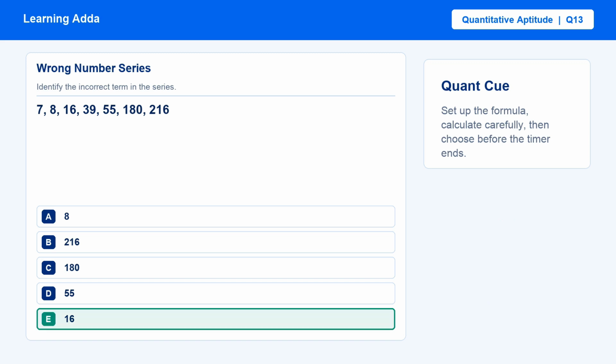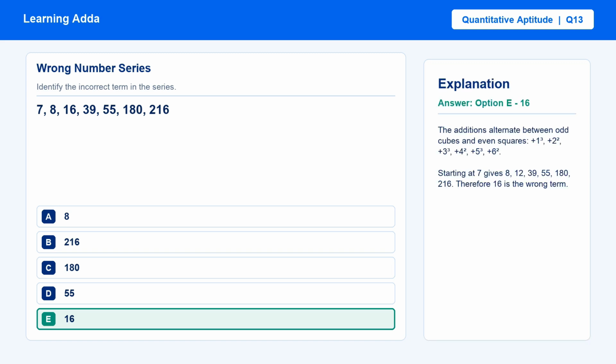The answer is option E, 16. The additions alternate between odd cubes and even squares: plus 1 cubed, plus 2 squared, plus 3 cubed, plus 4 squared, plus 5 cubed, plus 6 squared. Starting at 7 gives 8, 12, 39, 55, 180, 216. Therefore 16 is the wrong term.